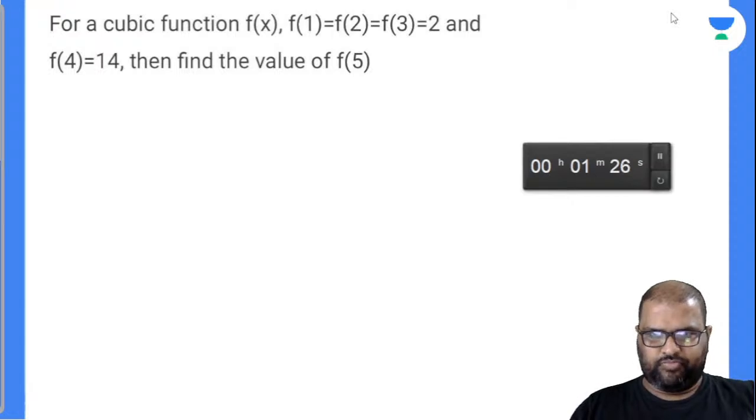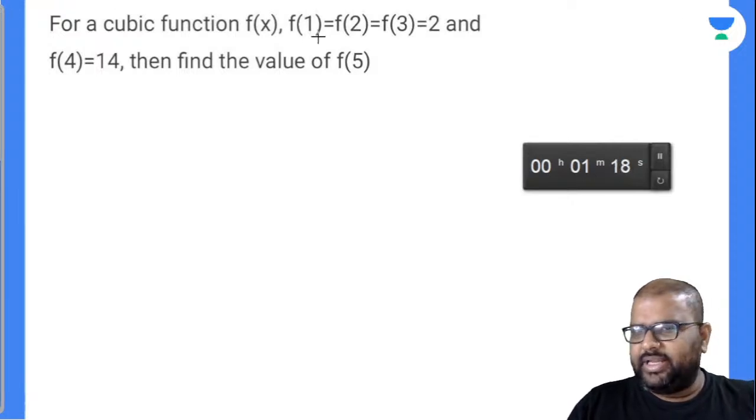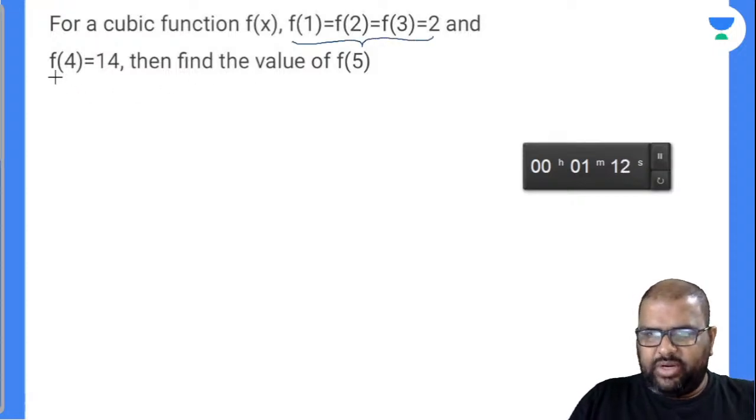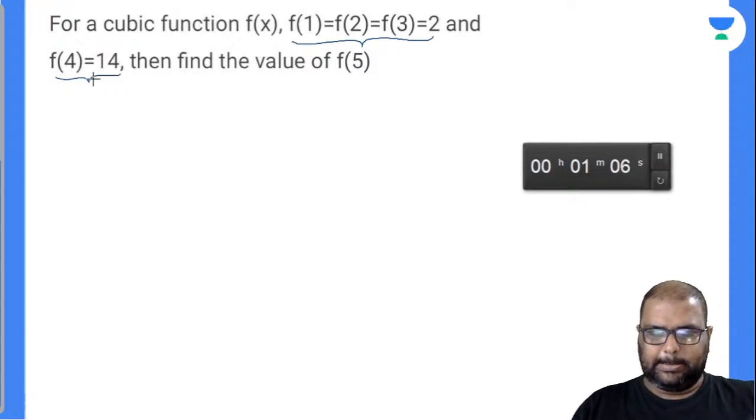For a cubic function f of x, f of 1 is equal to f of 2 is equal to f of 3 is equal to 2. This is the condition given there. And f of 4 is equal to 14. Then find the value of f of 5, is the question asked.